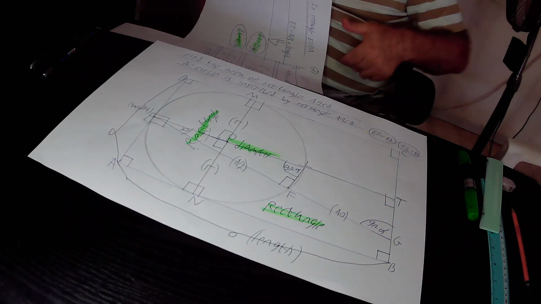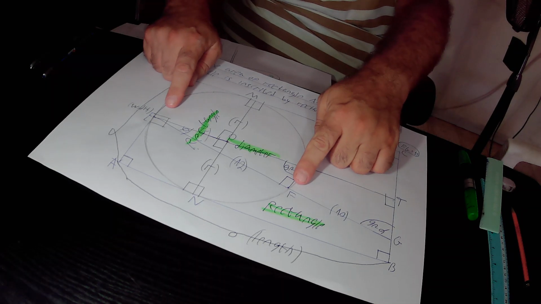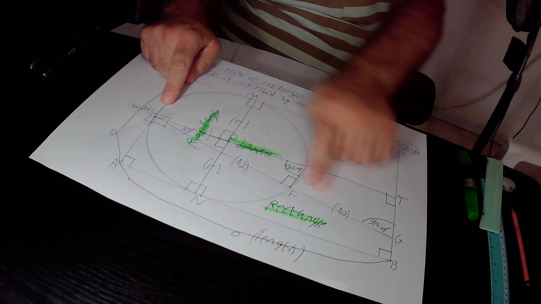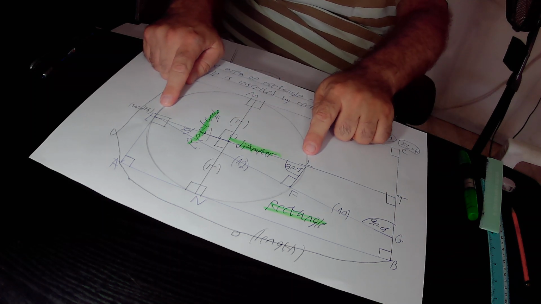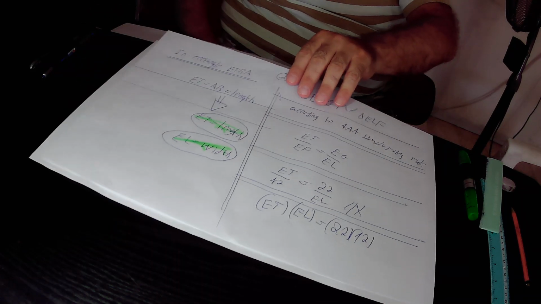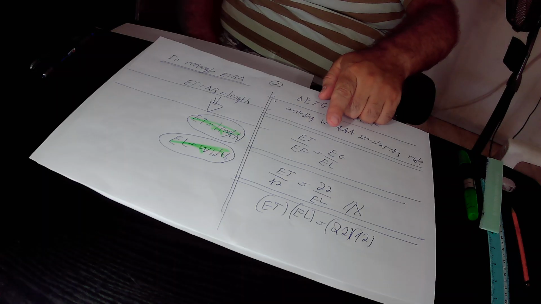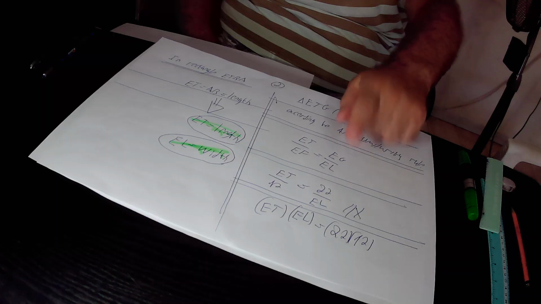ET is the missing side, so we leave it as ET, over EF. EF equals 12 units, as given in the question. And it is equal to EG. EG in total equals 12 plus 10, that is 22, over EL. EL is the missing side, so we leave it as EL. So in total, we have ET over EF equals EG over EL: ET over 12 equals 22 over EL.